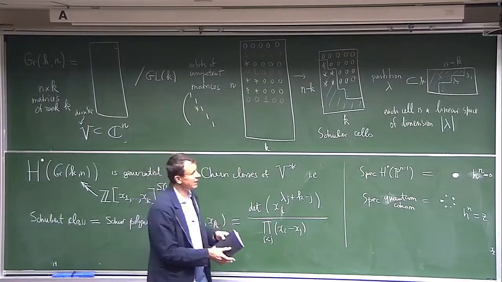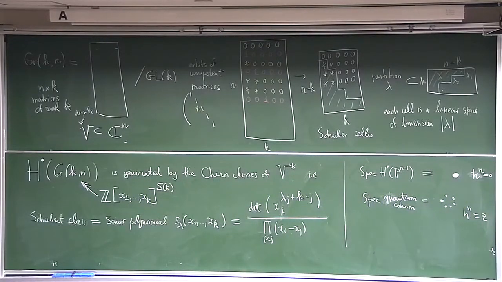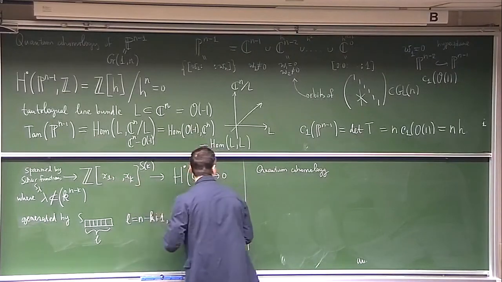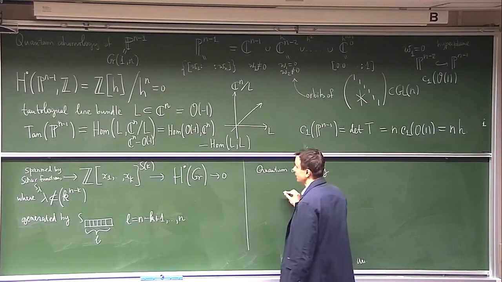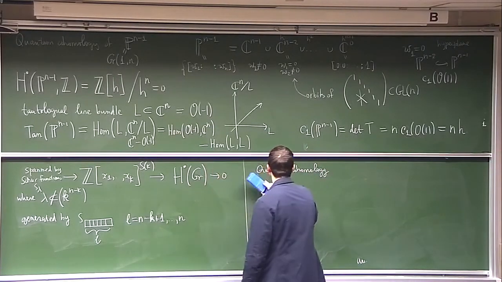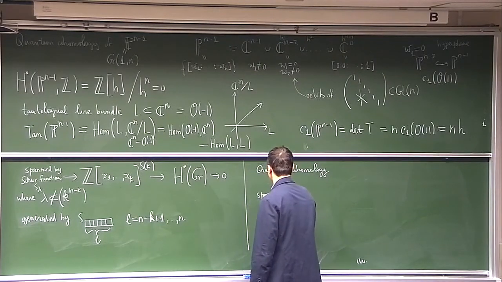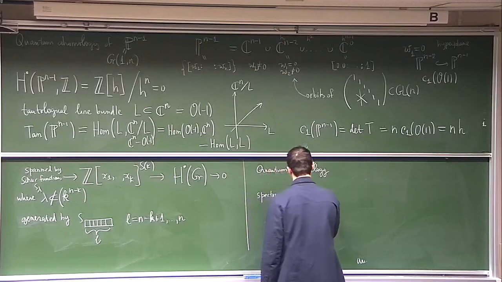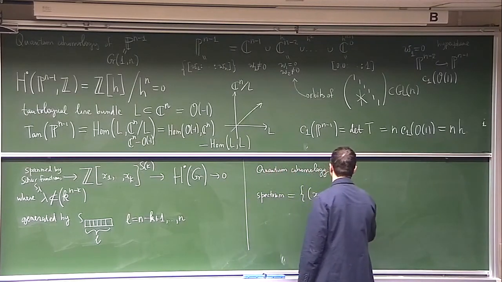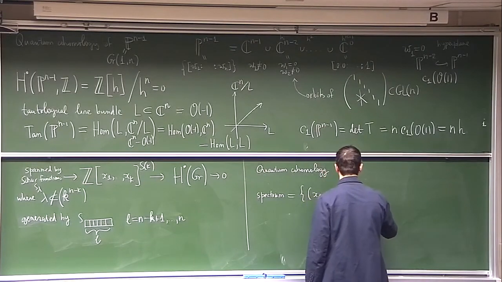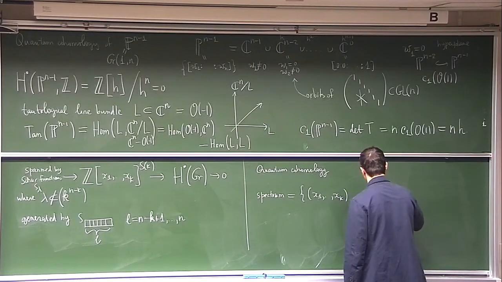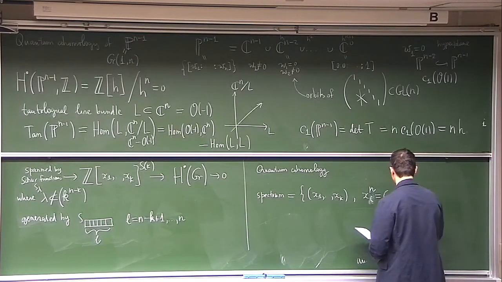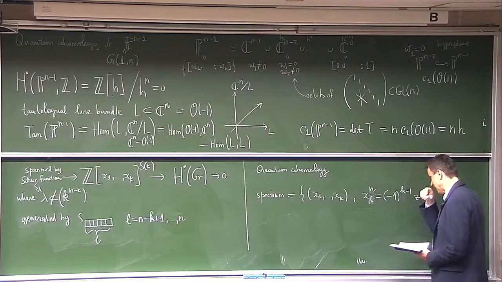Similarly, a similar thing will happen here. This map will have a simple description. I'll give you the answer, and then you'll see. I just tell you the set of possible values of the x's. So this will be the sets of x1 through xk, each one of them to the power n, with some sign which I won't get correctly, is minus 1 to the power k times z, and they are distinct.